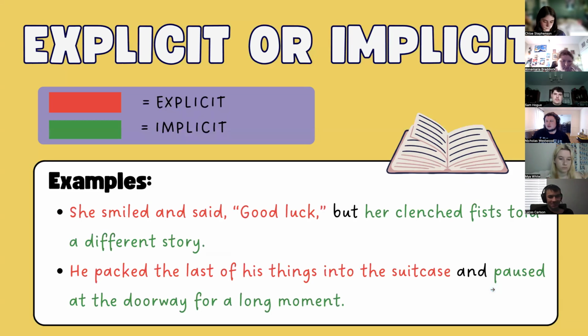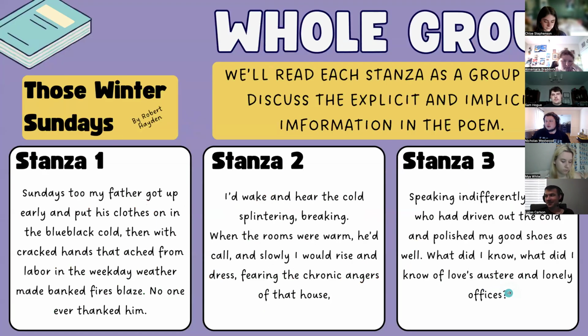So the red is explicit. She smiled and said, "Good luck." He packed the last of his things into the suitcase. And then green is the implicit. The clenched fists told a different story, and then paused at the doorway for a long moment. Clearly there is something going on there.